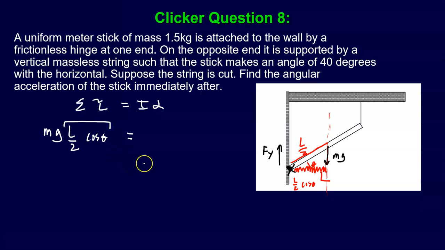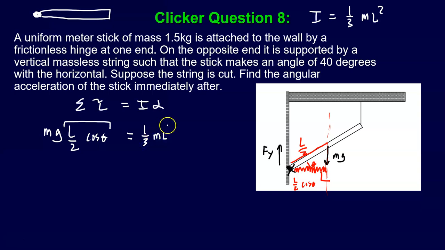Now, if we look up online or in our book, we can find that the moment of inertia for a rod about its end is 1/3 mL squared, where L is the length of the stick, m is the mass, and 1/3 is the front factor. This is for a case of some long stick, like our case here, rotating about its end, which is the picture that we have. So I'm going to put 1/3 mL squared over here, and then we have our alpha. And what is it that we're trying to find here? We're trying to find our alpha.